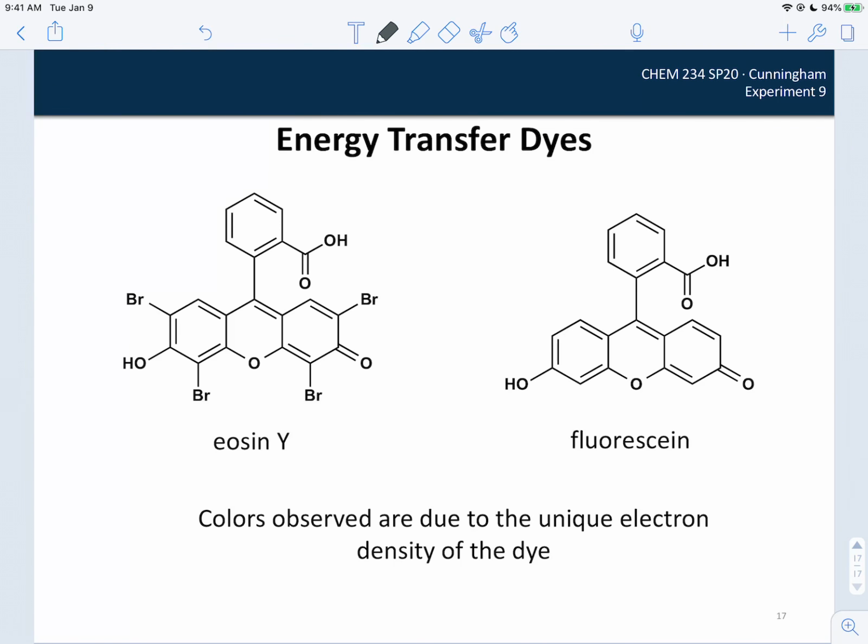Here are a couple of structures of some energy transfer dyes that we can use to look at this process, and you will see in the video for this experiment that we can use the structure on the left here, eosin Y. When we do that, we get a different color upon our chemiluminescence. This is going to be a unique, distinct color that is the result of the electron density of the dye. We've got highly conjugated systems here that again can absorb that energy.